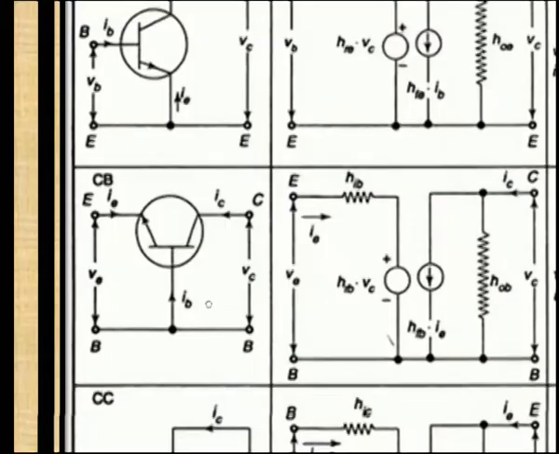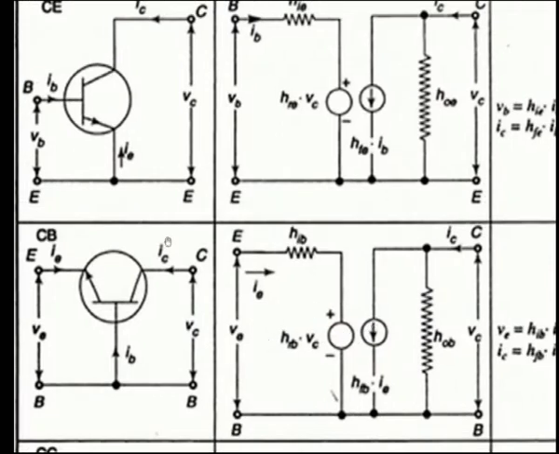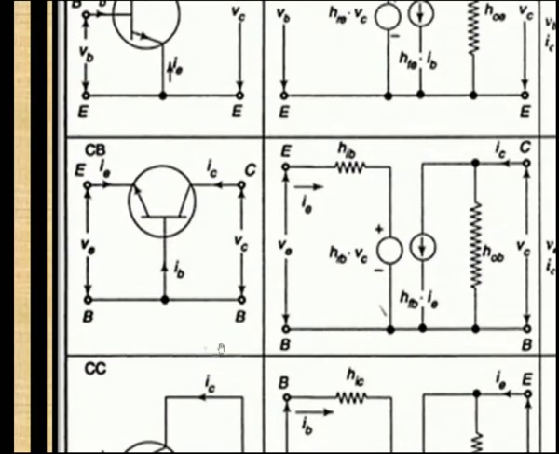Welcome back. So, we have seen the hybrid equivalent circuit for common emitter. When you look at the common base transistor, emitter is the input terminal, collector is the output terminal and base is the common terminal. Similarly, in the hybrid equivalent circuit, base is common, emitter is the input and collector is the output. So, you have to change the terminals according to the configuration of the transistor.